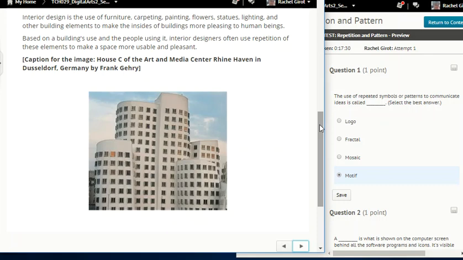This is House C of the Art and Media Center Rheinhaven in Dusseldorf, Germany by Frank Gehry. That is cool.